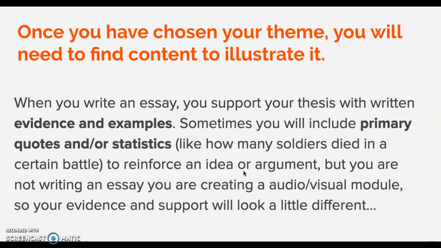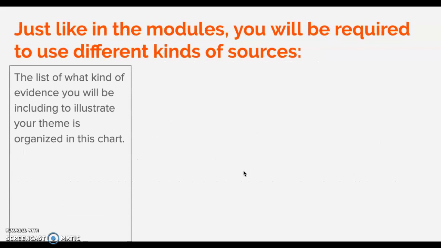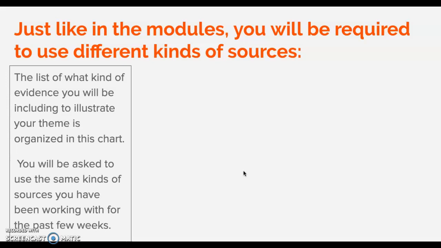So if we're writing an essay, you have a thesis and you support that thesis, as we all know, with specific evidence. And that evidence could come in the form of a primary quote, it could be a statistic, it could be a detail. But you're not writing an essay, you're making a module that's focused on audio and visual evidence. So you have to figure out how to put that together and what that's going to look like. So you have to find not primary quotes because it's not necessarily an essay, but what you're going to do is you're going to find evidence and then you're going to organize it in a way that illustrates your theme.